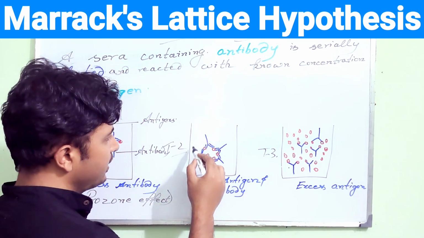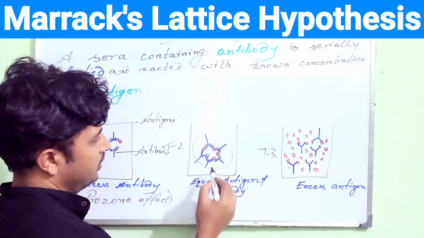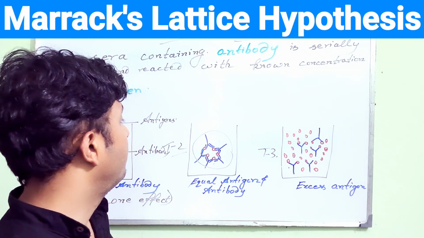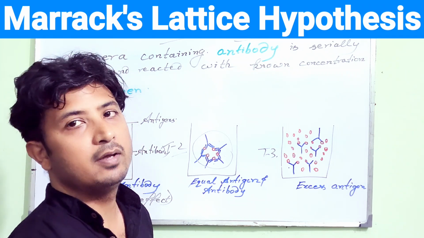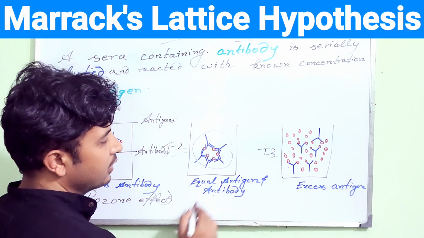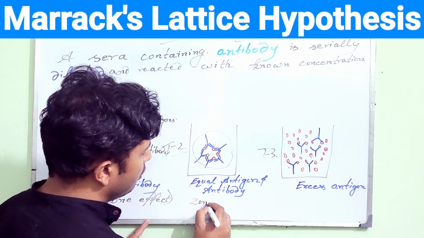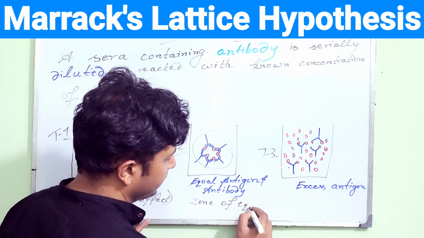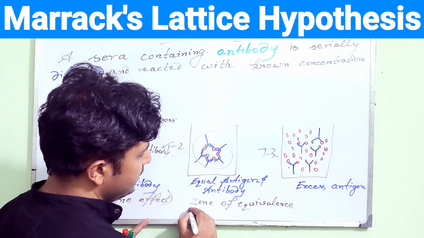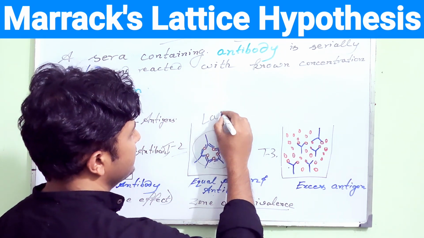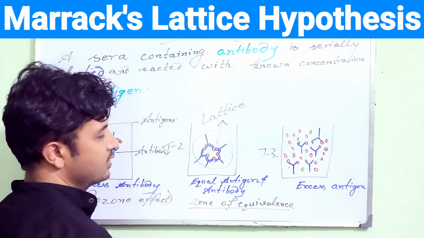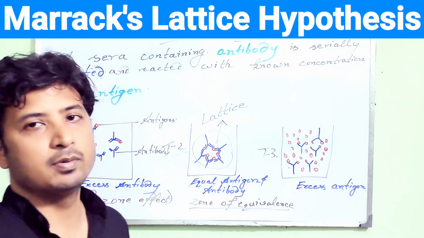Here you see an interesting structure formed due to equal amounts of antigen and antibody. So a multivalent antigen is bound by bivalent antibodies where equal concentrations of antigen and antibody are there. So it will give you a zone of equivalence. This zone of equivalence gives you the lattice structure. This is the lattice structure. Now this structure is observable.